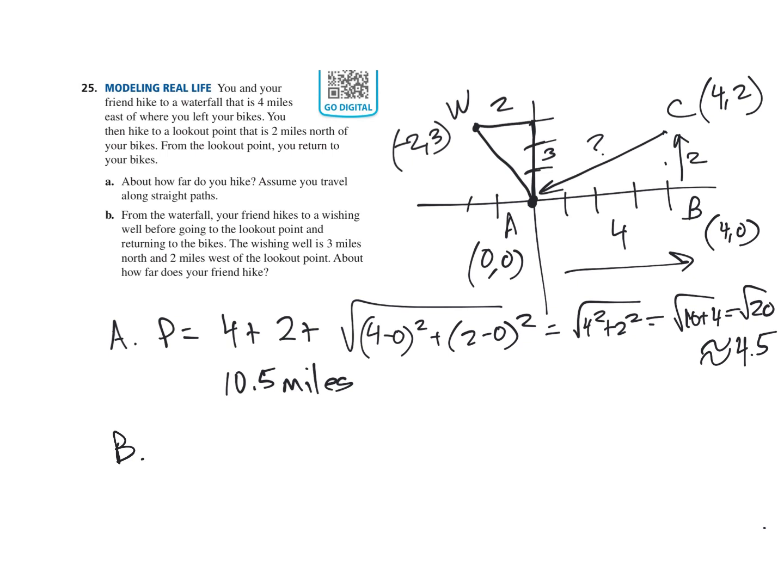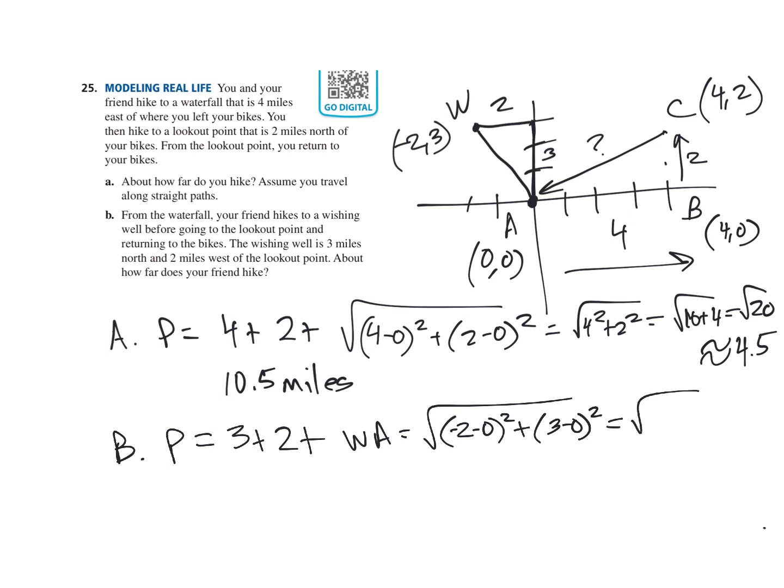All right, so let's figure out what we have here. Again, it's a perimeter. It's 3 plus 2 plus WA. All right, WA would be -2 minus 0 and 3 minus 0. So that's -2 squared and 3 squared. So 4 plus 9. So the square root of 13 is what you want to look up, and that should be 3.6, I do believe. So let me check that to make sure. Yep, 3.6.